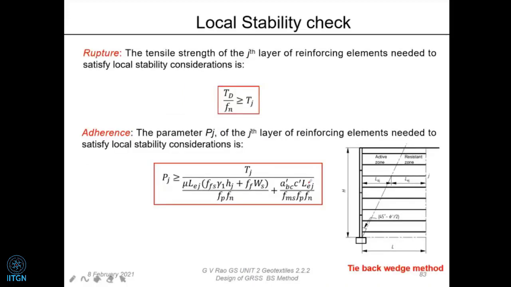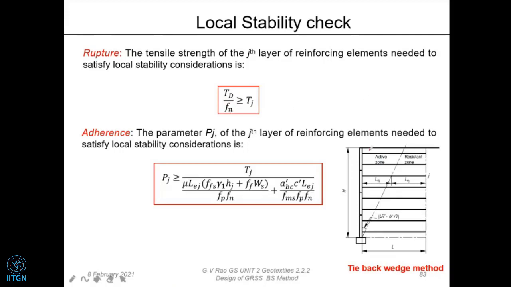And finally, what we are going to do is check in terms of rupture and in terms of adherence. In terms of rupture, the TJ value has to be less than TD. TD is the factored value of the tensile strength. The tensile strength is factored for creep and things like that, and then the material factor of safety. So that is what is done. And adherence also we can calculate.